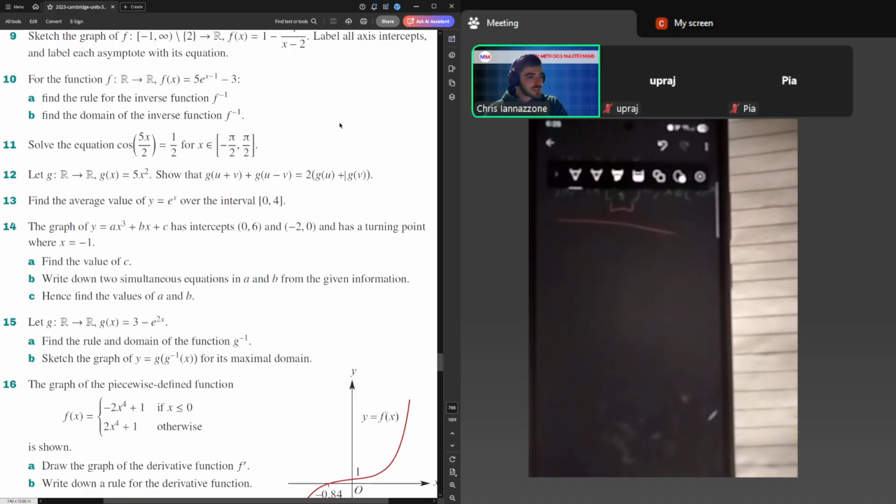So you've got g of x is 5x squared, but then you've got this whole prove that you have to do. Have a think about that. How would you go about this? Question 12.